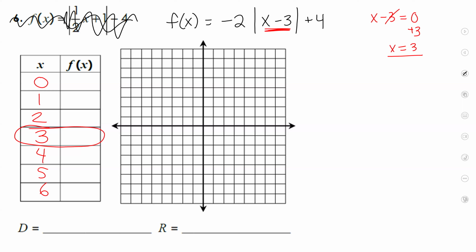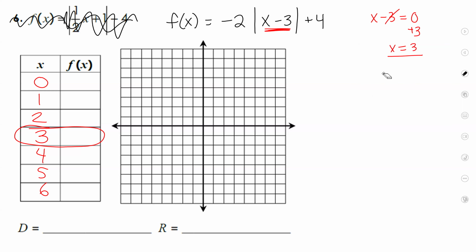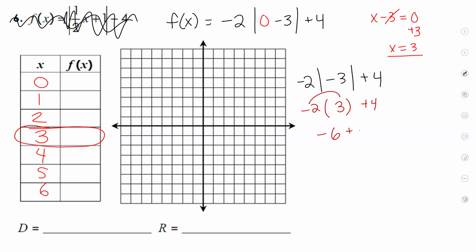Okay, now let's just plug in numbers. Okay, so I'm going to erase this X. What's the first number in my table? 0. What's 0 minus 3? Negative 3. Okay, so I'm going to copy this down. Negative 2 times the absolute value of negative 3, plus 4. What is the absolute value of negative 3? It's just 3. Okay, I'm going to put this in parentheses now. What's negative 2 times 3? Negative 6. Plus 4 is negative 2. So when we plugged in a 0, we got out negative 2.